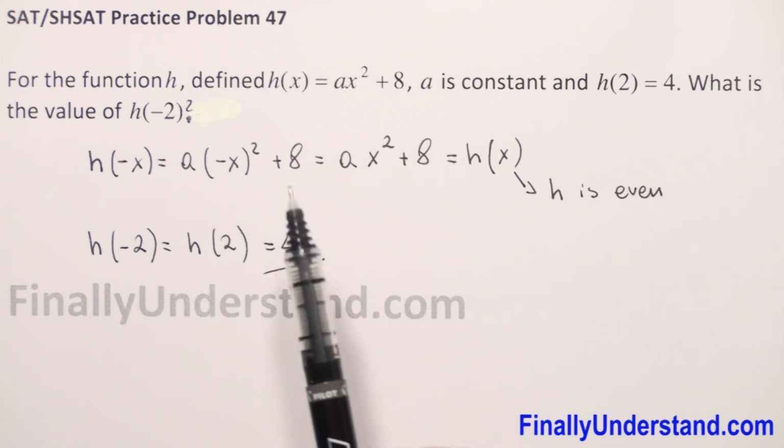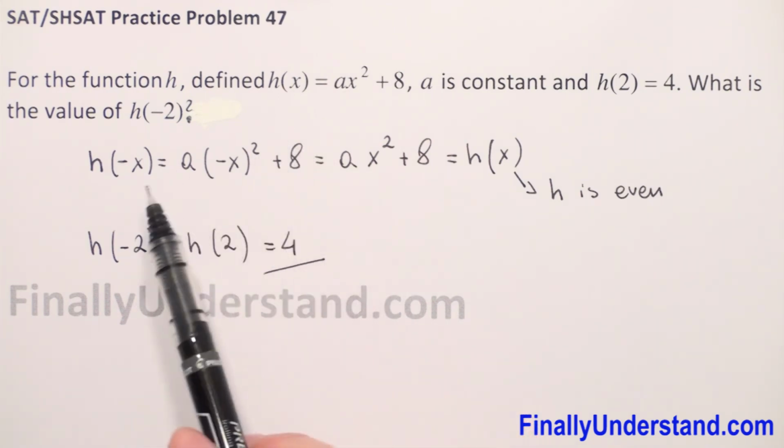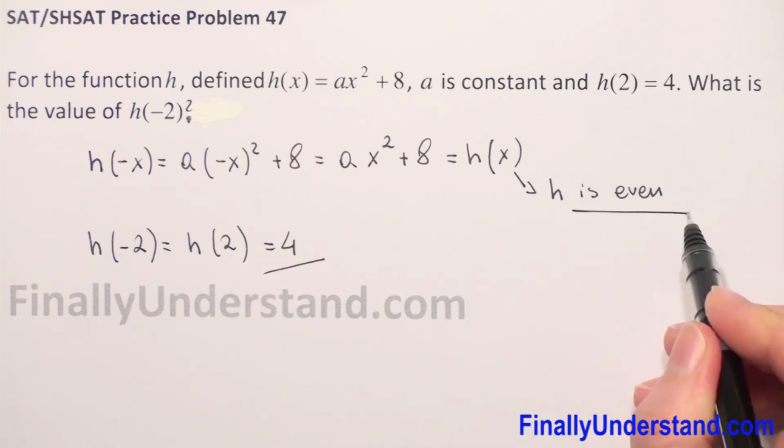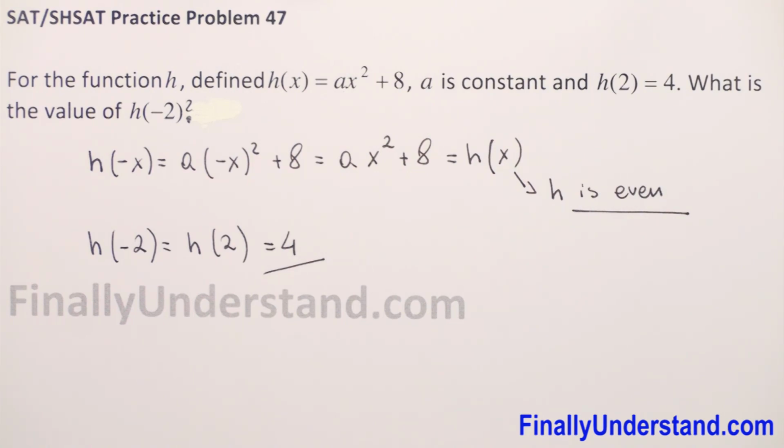Why? Because our h function is an even function. The calculation is very easy. The value at negative 2 is equal to the value at 2 for our function, only because we have an even function. This is my solution.